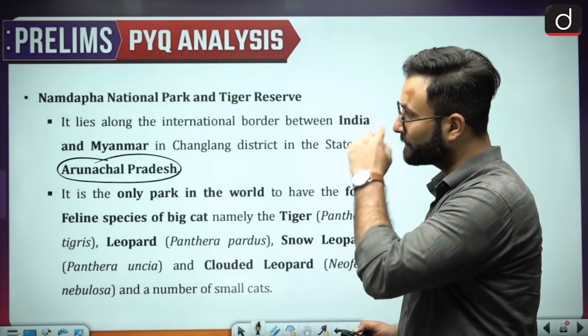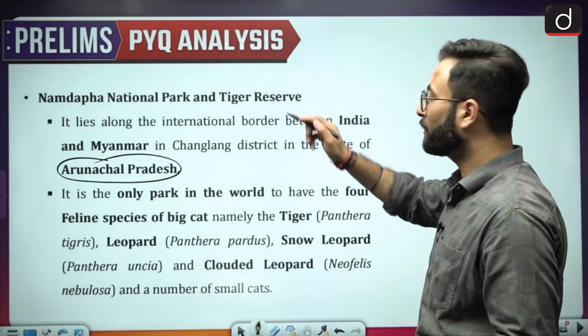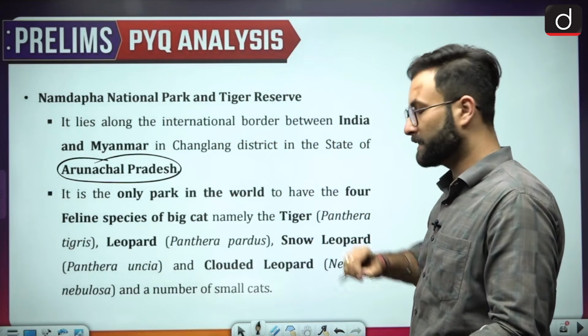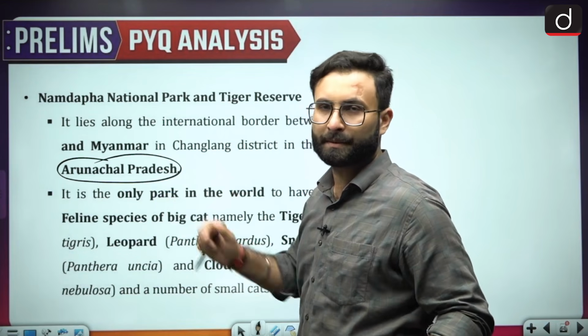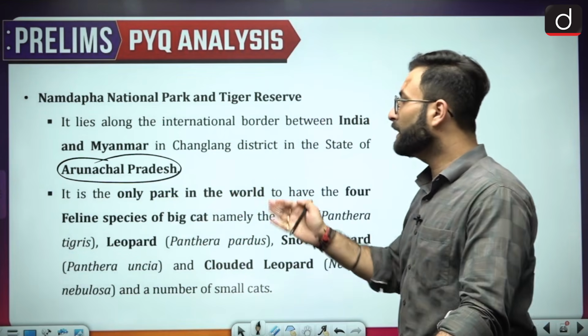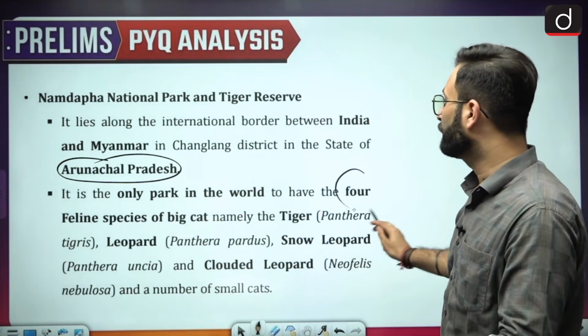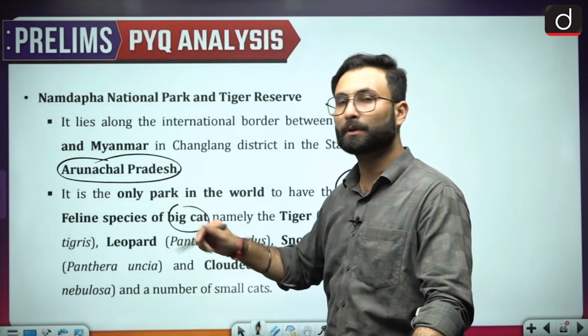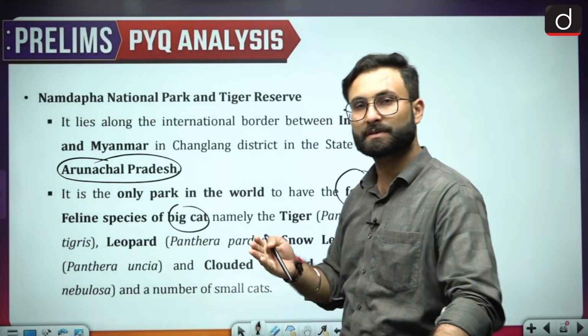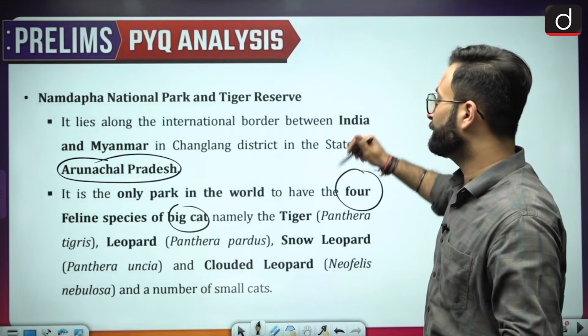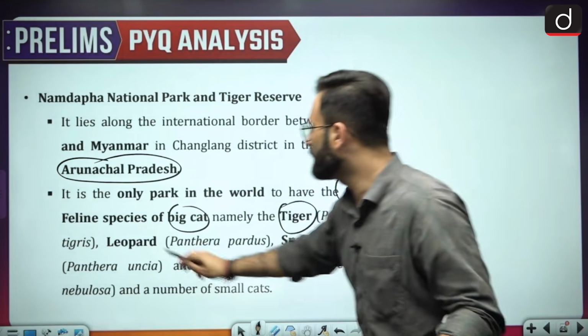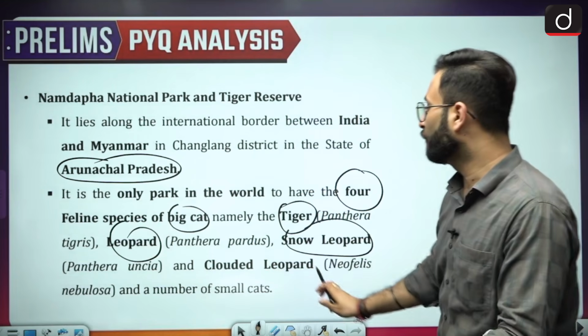Moving further to the next one, Namdapha, we have already seen that it is on the India and Myanmar border, in Arunachal Pradesh. It is the only park in the world to have 4 species of big cats. Overall there are 7 species of big cats, out of which 4 are found in this national park: the tiger, the leopard, the snow leopard, and the clouded leopard.